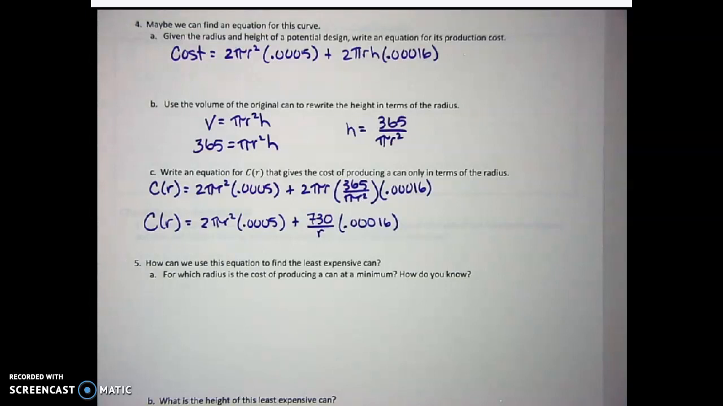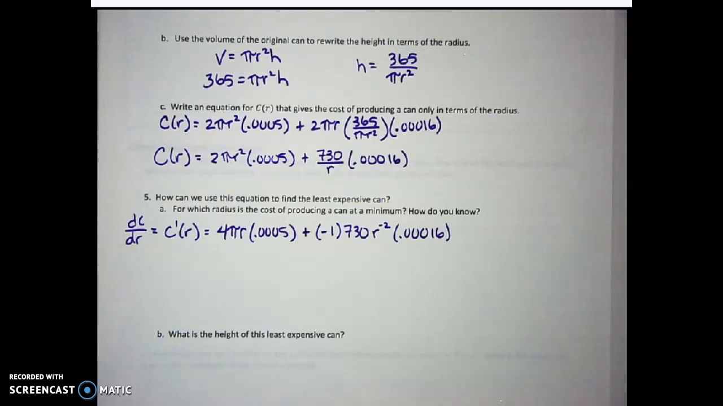Hey, it's asking for a minimum. We can find this using our first derivative test. So use that equation that we have in 4c and find the first derivative. The first step of finding my derivative, 2 pi r squared is going to give me 4 pi r, still times that constant. And then the 730 over r, remember that that's the same as 730 times r to the negative 1. So negative 1 times 730 r to the negative 2.